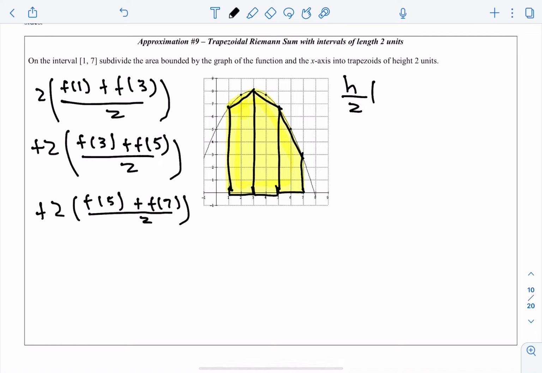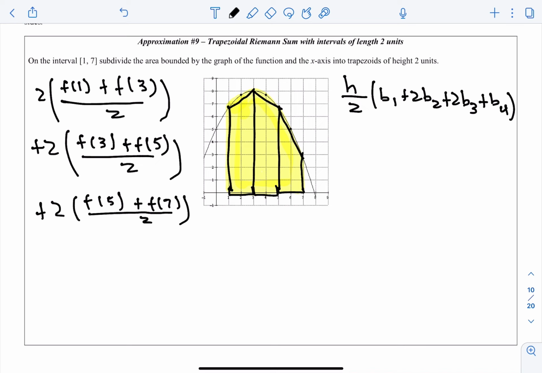So here we can do base 1 plus 2 times base 2 plus 2 times base 3 plus base 4. And then this formula could differ based on the amount of bases, or based on the amount of trapezoids that you have. Okay, so now we can start plugging into the formula. So we can do the height divided by 2, so that would be 2 divided by 2 in this case. So I'm just not going to write that.